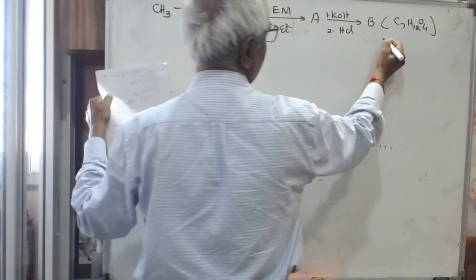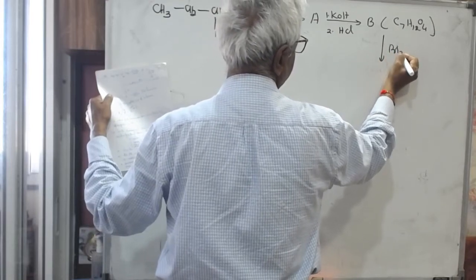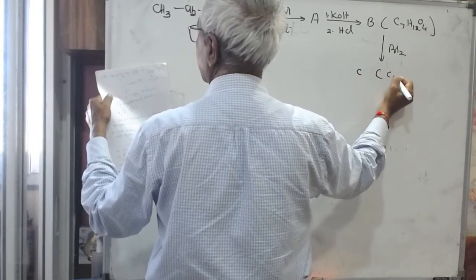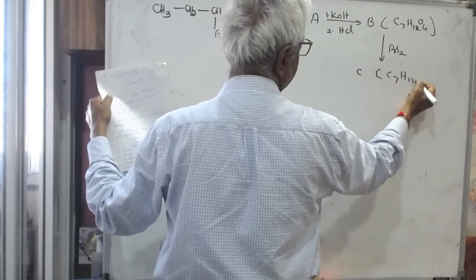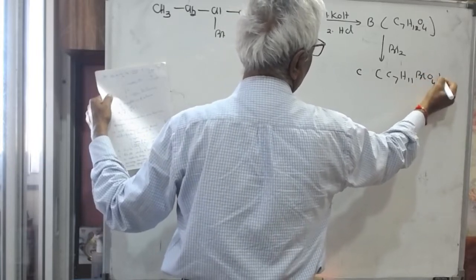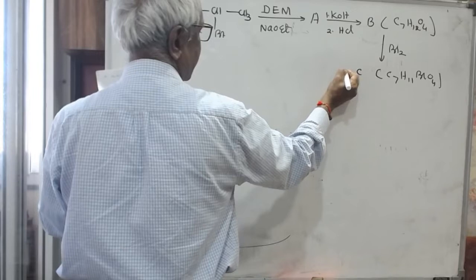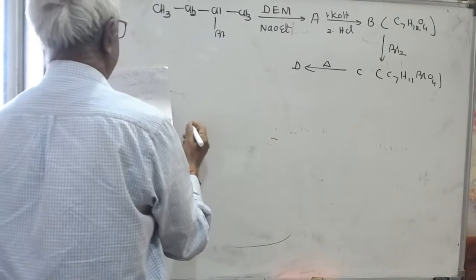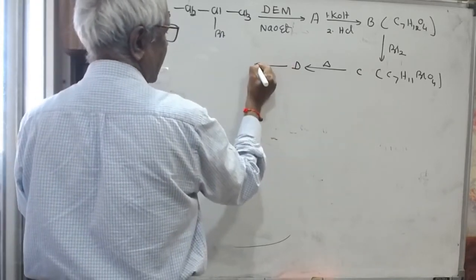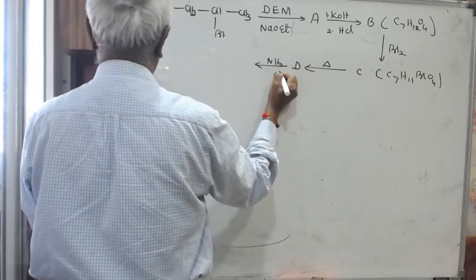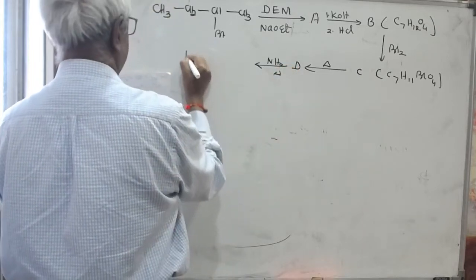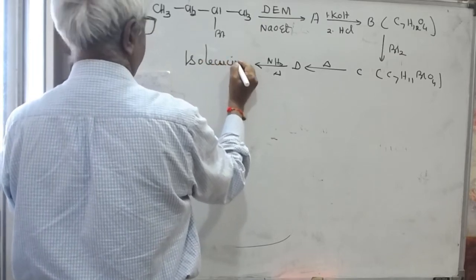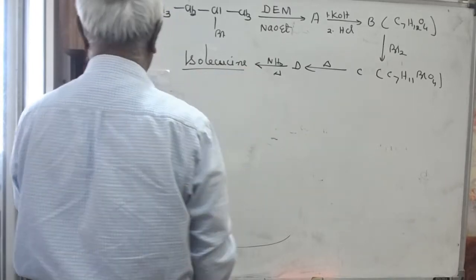C7H12O4. And this is reacted with Br2. It will give C. What is its structure? C7H11BrO4. And this is heated. You get D. This on reaction with NH3 and heat gives isoleucine.